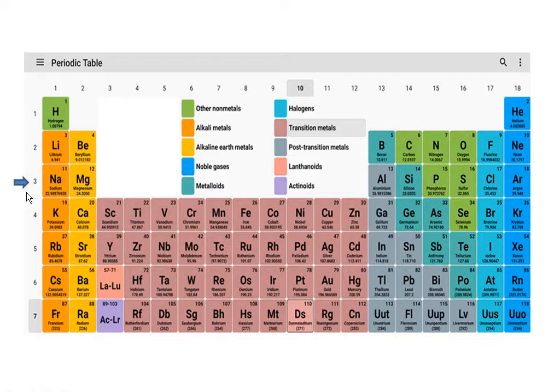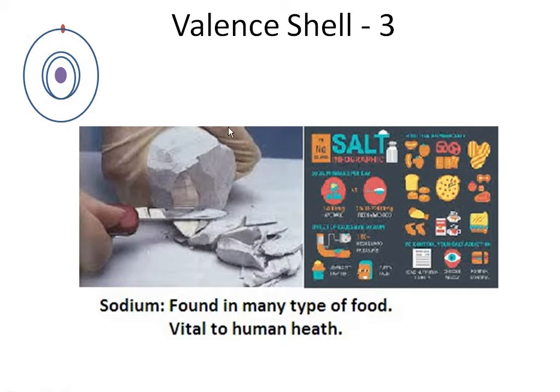In the third row we look at, there are also 8 elements: 1, 2, 3, 4, 5, 6, 7, 8. So, sodium has 1 electron in the outermost shell. Sodium we can find in many types of food. It is vital to our human health.